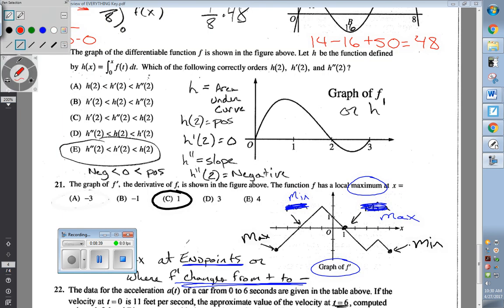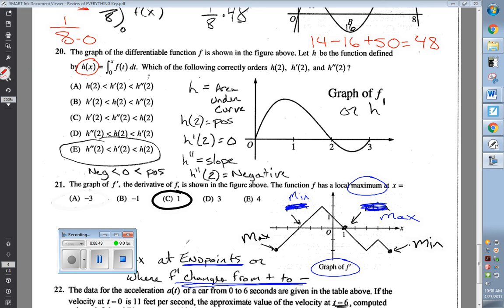Number 20, it says this is f. I'm talking about h being the integral of f from 0 to x. So if this is f, and if I integrate f, I get h. That means that I could also describe this graph as h prime. So this is an h prime graph. So I want to talk about each thing, h at 2, h prime at 2, and h double prime at 2. So I'm looking at this spot right here.